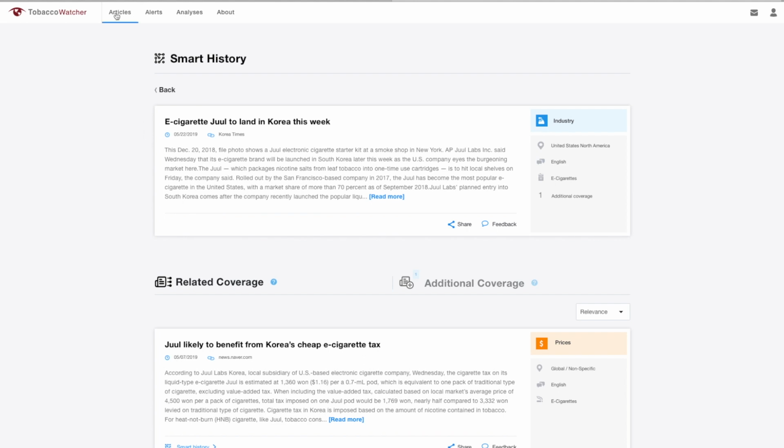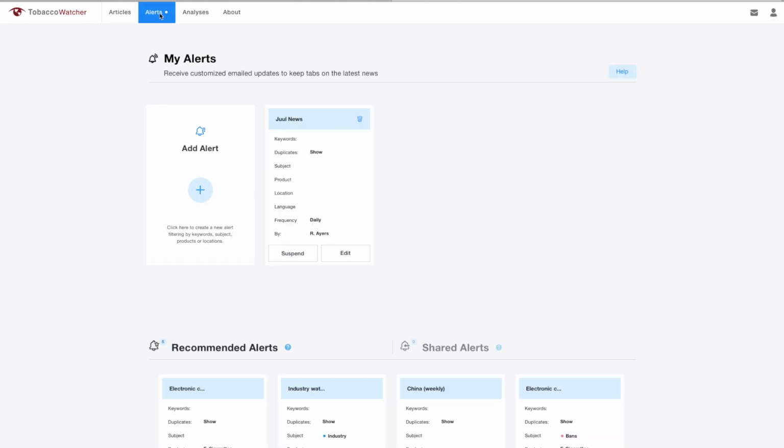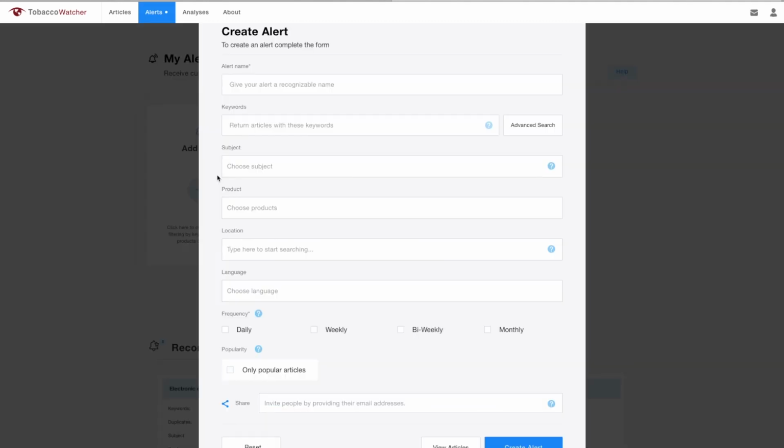So let's go back and think about other ways that we can use Tobacco Watcher, like creating an alert. So with Tobacco Watcher, we could create an alert focused on Juul to have articles delivered to us every day, week, month, so we can know what's happening in near real time. So here we could create an alert about Juul. We could focus on articles that contain the keyword Juul.